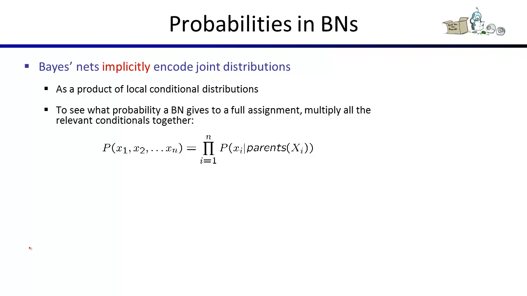How do you get probabilities from this Bayes net? Well, if you had a Bayes net over variables X1 through Xn, the joint distribution is given by this expression over here. So we take all the conditional distributions that we have sitting in each of the nodes, multiply them together, and that is the joint distribution over all variables.